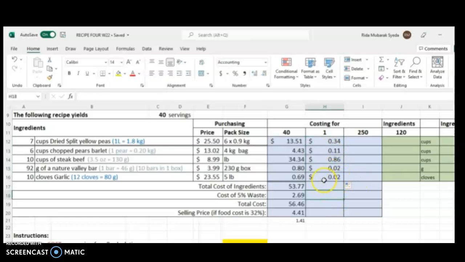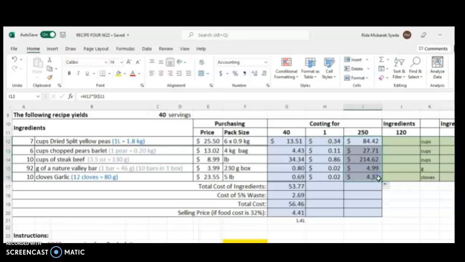I don't need to manually put in the formula, and that is because I used the absolute cell referencing, which is the F4 key. And now I'm going to do the same thing over here, but instead of dividing, I'm going to multiply, and I'm going to use the costing for 1. So it would be costing for 1 multiplied by 250, and again, I'll be using the F4 key, the absolute cell referencing, because the 250 is the common number for this row.